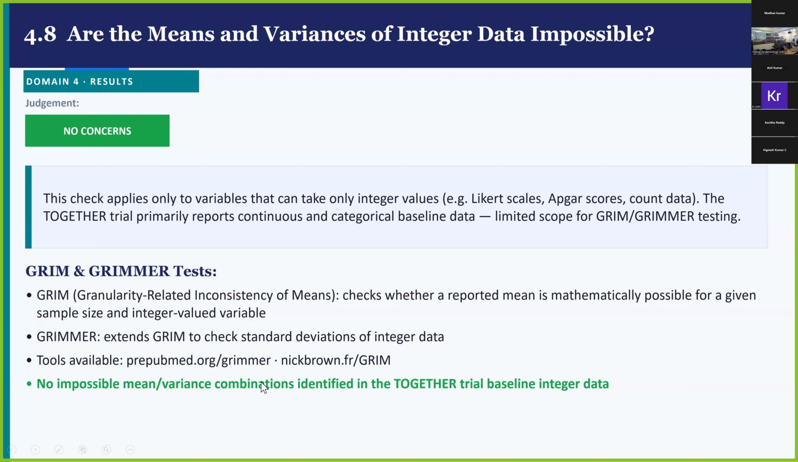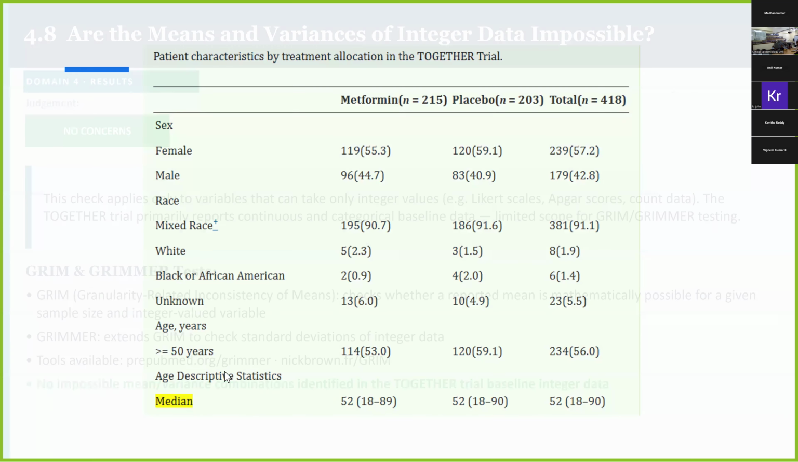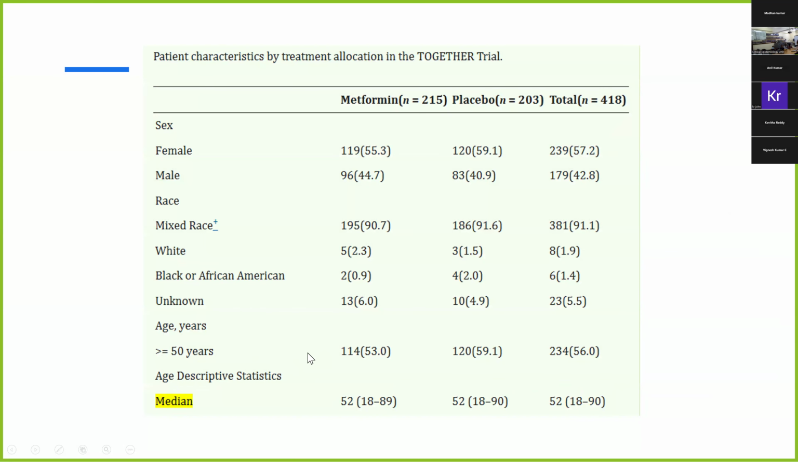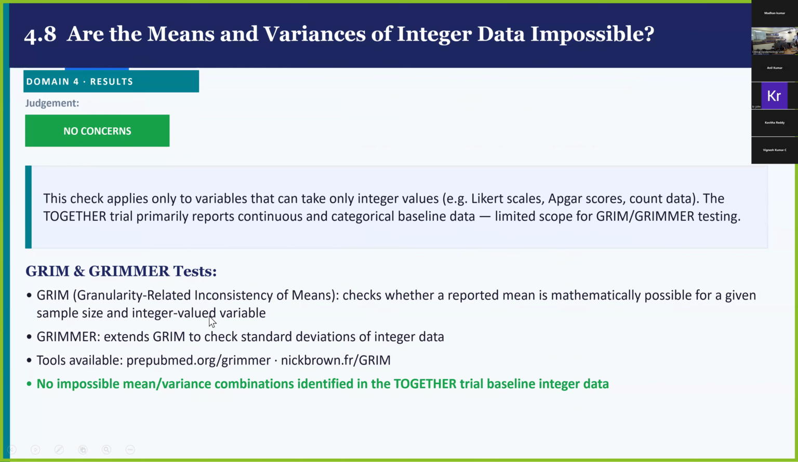And are the means and variances of the integer data impossible? Here again, we have given no concerns. In the baseline data, the only place where median and interquartile range was given was with regards to age, whereas the other parameters were mostly categorical variables. And this also seemed to be plausible, and hence we have given no concerns.